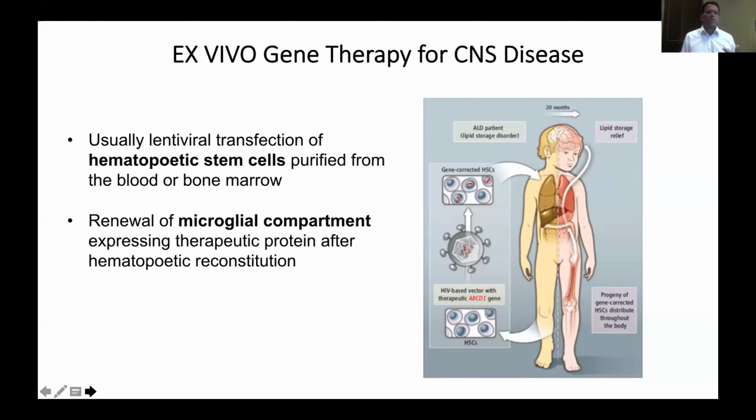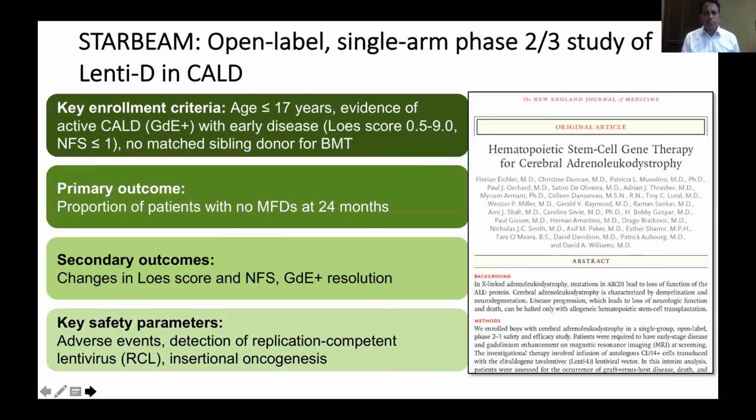Another difference between in vivo and ex vivo gene therapy is that in ex vivo gene therapy, you have something called hematopoietic reconstitution. It's a fancy word, but what it means in short is that you now have a lifelong source of this therapeutic protein and corrected gene being made, as opposed to in vivo gene therapy, which is a one-time administration of the AAV with the gene.